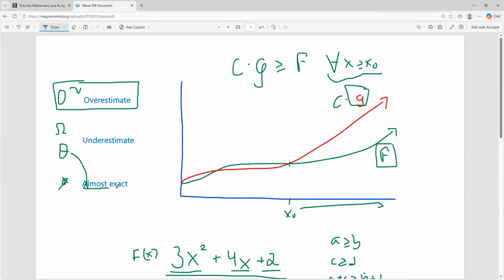Big omega is an underestimate. Big O is an overestimate. Big theta is almost on target. Okay? You'll most likely see big O used a lot more than anything else, but it's still neat to know the other two.